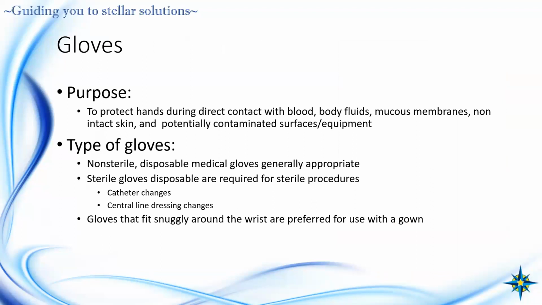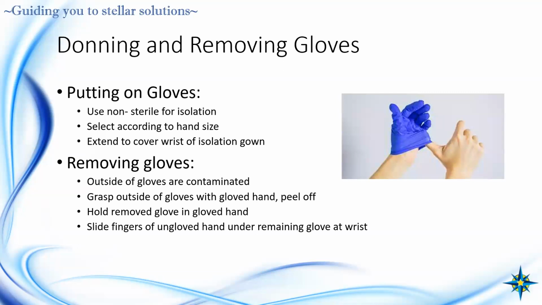Gloves, of course, the purpose is to protect our hands from body fluids, blood, and mucous membranes. There are various types of gloves, non-sterile and sterile. Staff need to use the appropriate type of glove and the correct size. They need to know that if their glove rips during care or while doing something, they need to stop what they're doing and replace that glove. Here's just the donning and removing of gloves, just as an FYI.